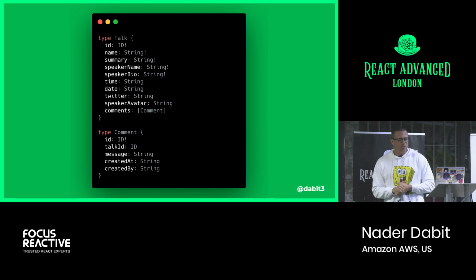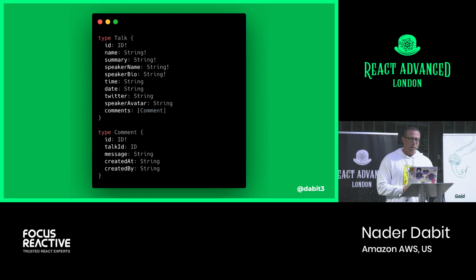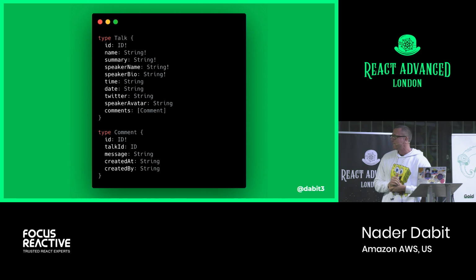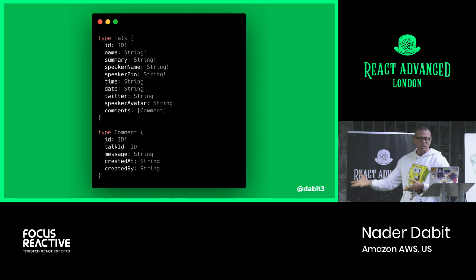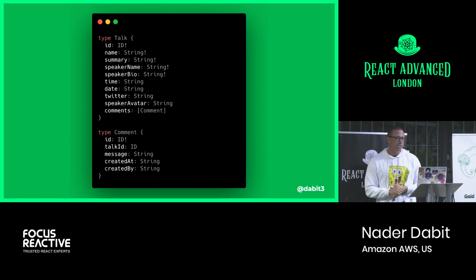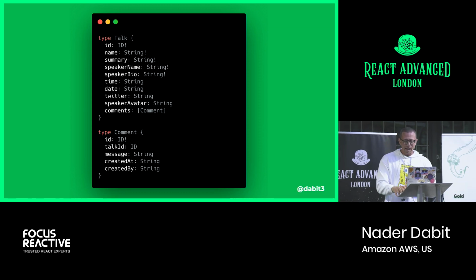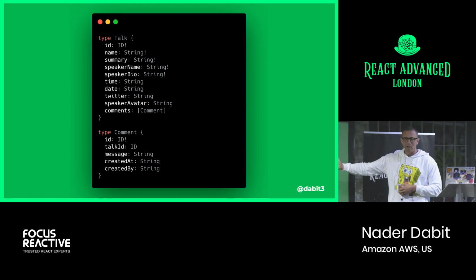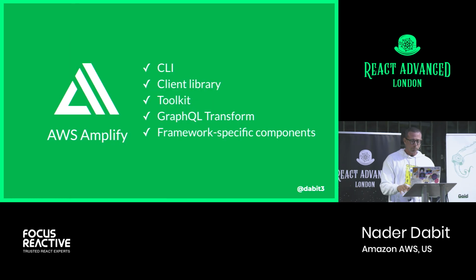So we had this GraphQL schema where we have a talk type and we have a comment type. And the talk type had the information about the speaker already kind of added there, so we didn't need a separate type for the speaker. That's going to change, though, in the next version of what I'm about to show you. And we had the comment type, and we had an association that we created. So the comments were an array of comments on the talk type.